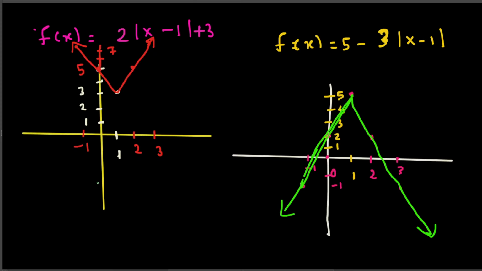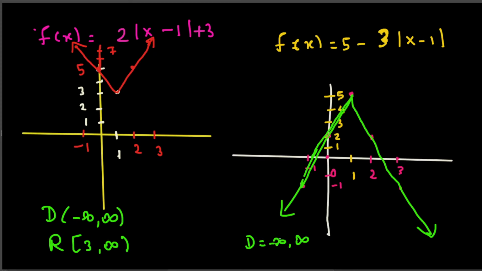Let's look at the domain and range for both of them. First of all, the domain is -infinity to +infinity, and the range: what's the y value starting first? That is 3, going to +infinity, and 3 is included, so this is a square bracket. Now let's look at this one. The domain is -infinity to +infinity, and the range starts from the lowest value, that is -infinity, and goes till 5, and 5 is included, therefore a square bracket.